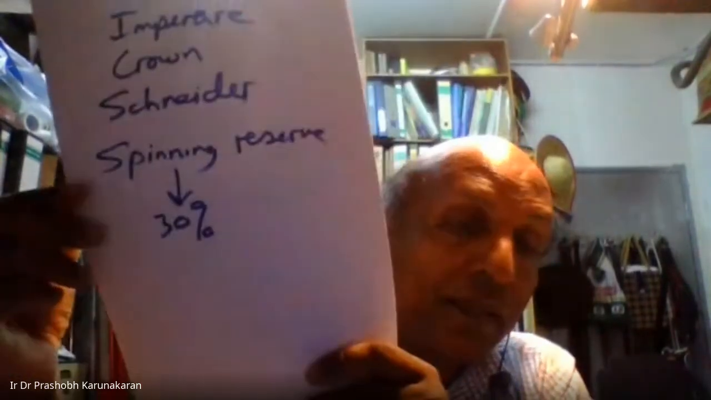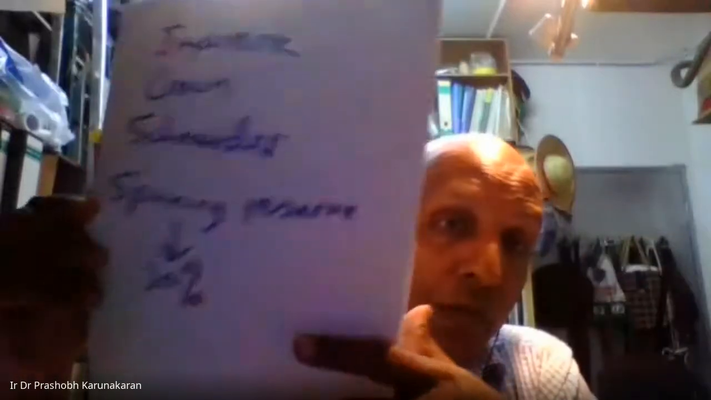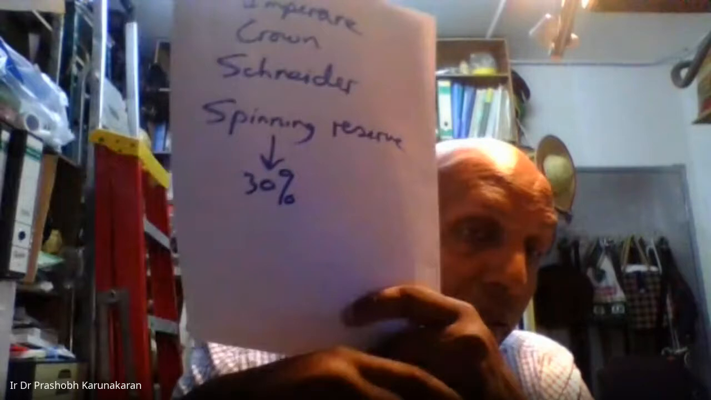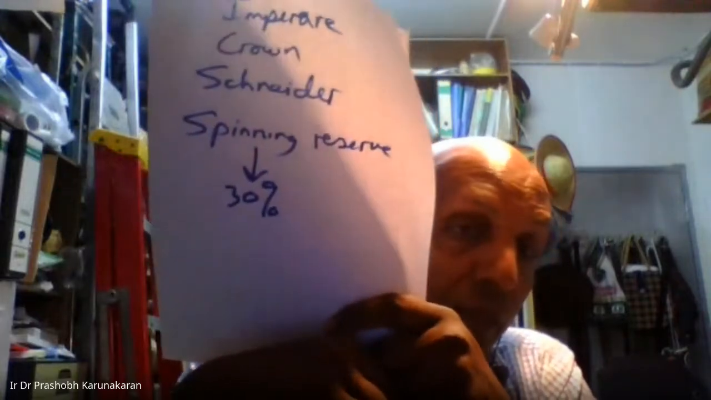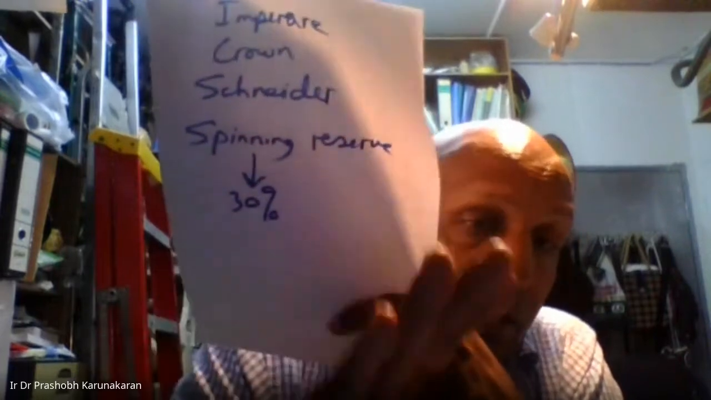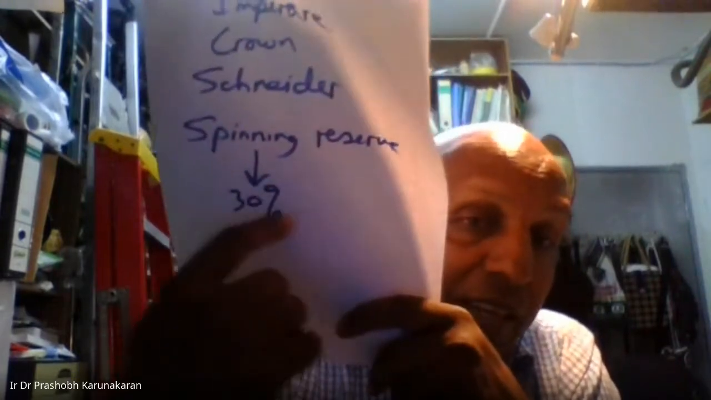So the Sarawak spinning reserve is 30%. That means if Sarawak is burning petrol, and we don't use other things, we only burn petrol, all the power stations are just like your car. We are burning 30% extra petrol. It's just like a traffic jam. 30% extra.